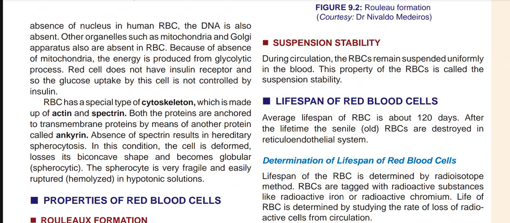In this condition, what happens? The cell is deformed, loses its biconcave shape and becomes globular or spherocytic. The spherocyte is very fragile and easily ruptured or hemolyzed in hypotonic solution.